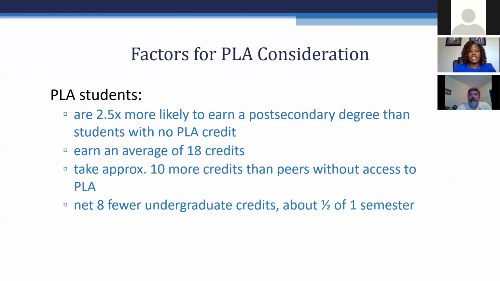So a few interesting facts about students who receive PLA credits. PLA students are 2.5 times more likely to earn a graduate degree than students without PLA credit. On average, by going through this prior learning assessment process, students earn about 18 credits, but they also wind up taking about 10 more credits than their peers that don't get PLA credit. And so students that receive PLA wind up netting about 8 fewer undergraduate credits, or about half a semester, in comparison to their peers that do not have any PLA credit.